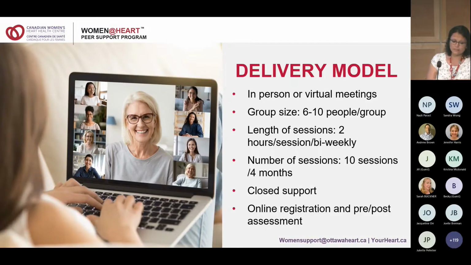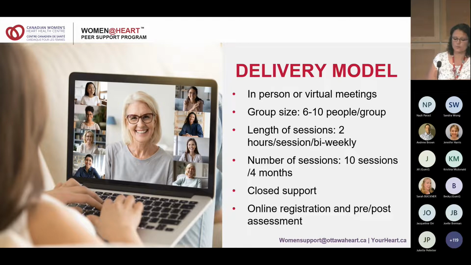The way the program runs is that it's over a 4 month period. There are 10 sessions of a curriculum, and the sessions build on each other, 2 hours on a weekly or bi-weekly basis. The group meets, with about 6 to 8 women in the group, and they support each other through their heart healthy recovery. The groups are closed groups, so once they start together, the groups stay together to create a bond and a safe environment for women to come and share and talk about their experiences and also get the support that they need. All registration is done online, and anybody who finds the program online is now able to register because it is offered virtually.